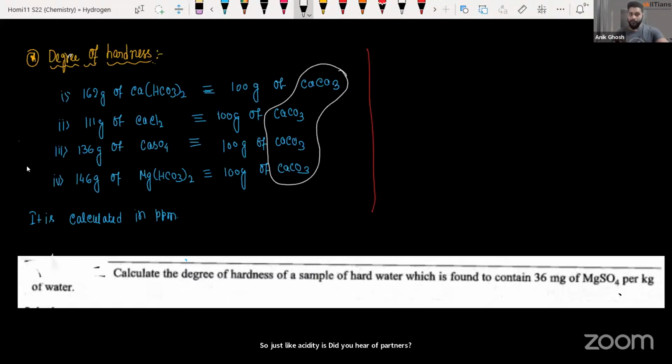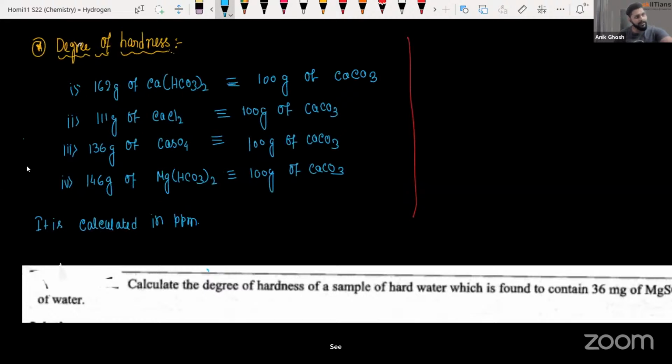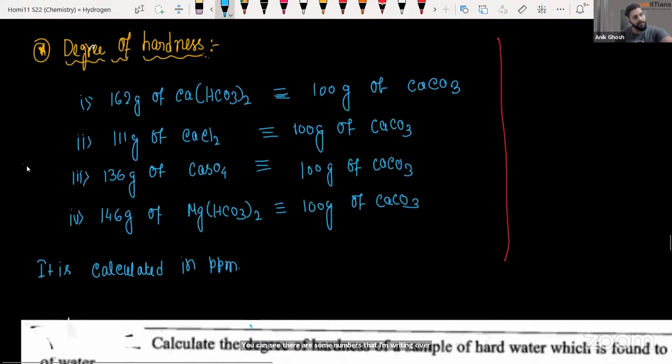Okay, so what you have to do is, guys, just focus for the last 2 to 3 minutes. Let's say you have any compounds of magnesium or calcium present in your water. What you have to do is convert it into calcium carbonate, and then only you can predict the hardness of water. Okay, let me tell you what I mean. See, you can see there are some numbers that I'm writing over here.